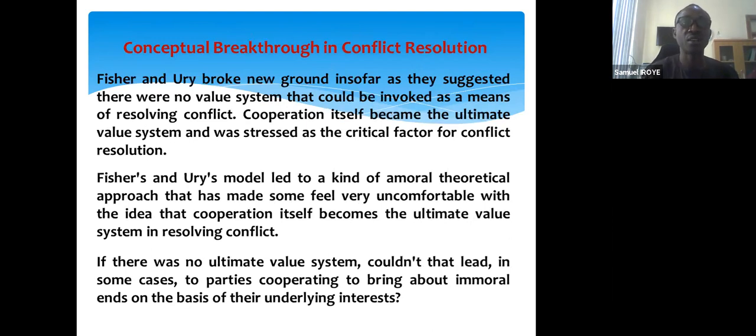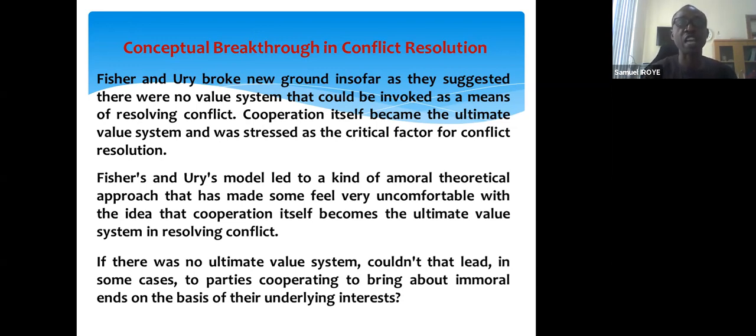Now we look at Fisher and Ury. In Fisher and Ury, they gave us an entirely different theory, but very close to what Deutsch had said. According to Fisher and Ury, conflict resolution has to do with value system. They say when you have the right value system, it becomes easy for you to deal with conflict.